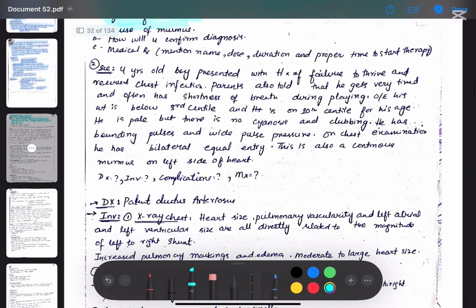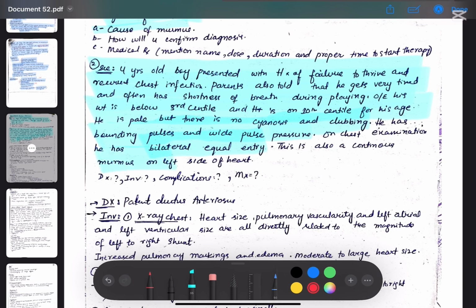Another scenario is a 4 years old boy presented with a history of failure to thrive and recurrent chest infections. The parent also told that he is very tired and often has shortness of breath during playing. On examination, his weight is below the third centile and height is at the 10th centile for his age. He is pale, but there is no cyanosis and clubbing. He has bounding pulses and wide pulse pressure. On chest examination, there is a bilateral equal air entry, and there is also a continuous murmur.